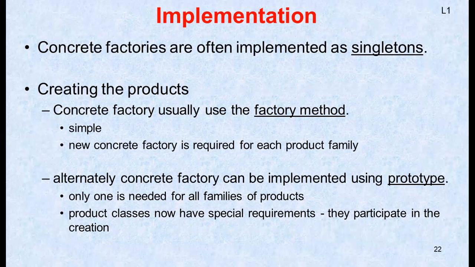The second one is creating the products. The abstract factory only declares an interface for creating products, and it is up to the concrete product subclasses to actually create them. The most common way to do this is to define a factory method for each product. A concrete factory will specify its products by overriding the factory method for each. While this implementation is simple, it requires a new concrete factory subclass for each product family, even if the product families differ only slightly.